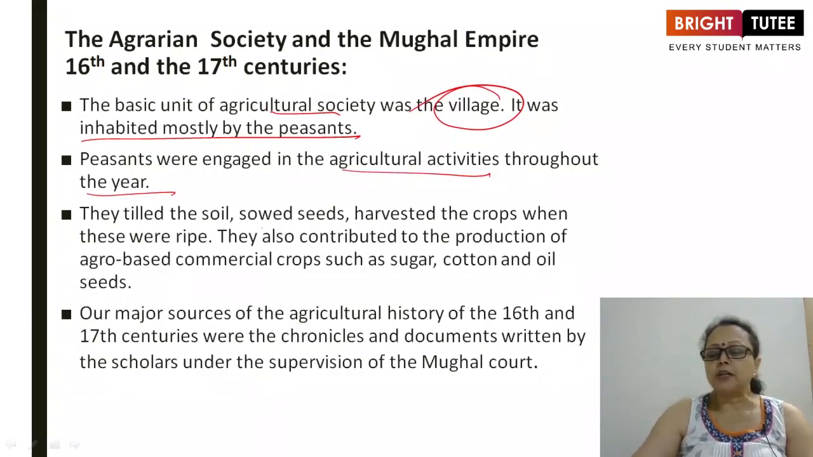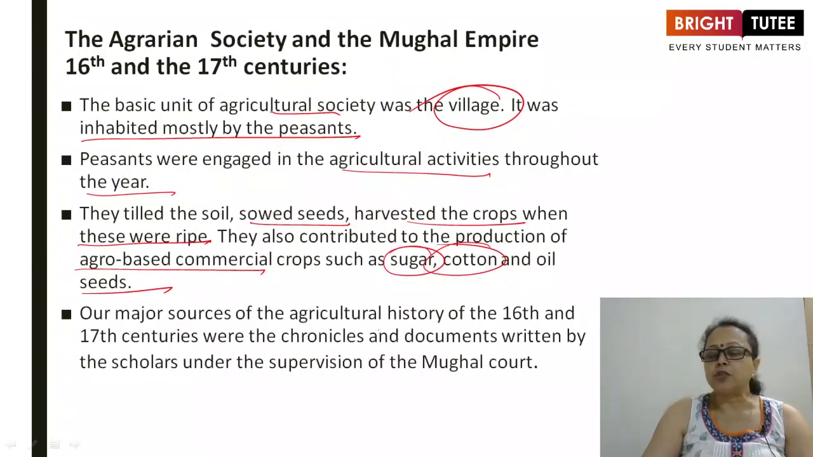They tilled the soil, sowed the seeds, and harvested the crops when these were ripened. They also contributed to the production of agro-based commercial crops such as sugar, cotton, and oil seeds. These are now considered commercial crops.